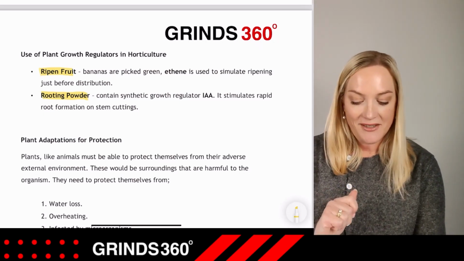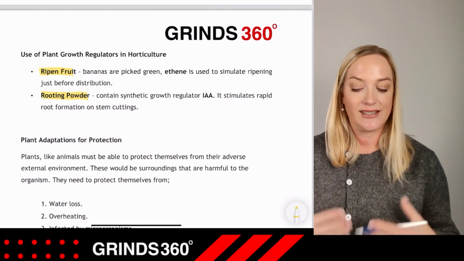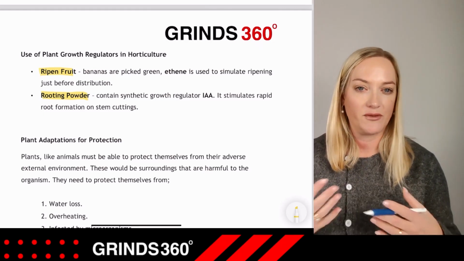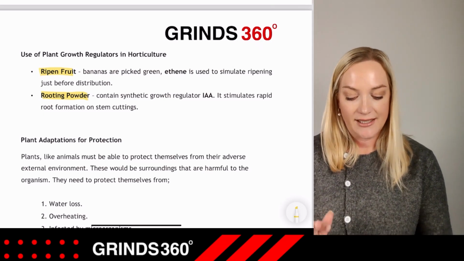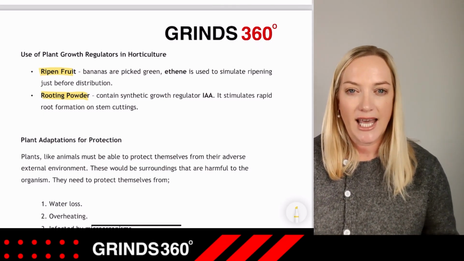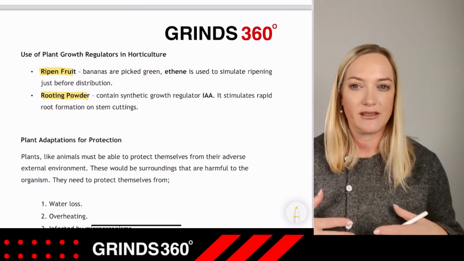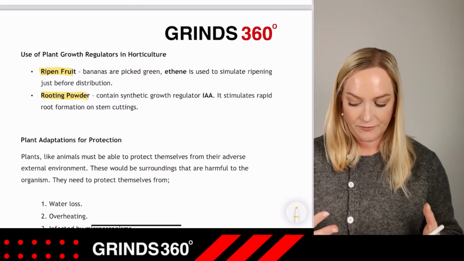Ripening fruit: bananas are picked green. Ethene is used to stimulate the ripening just before they're going to be sold for distribution. Rooting powder contains a synthetic growth regulator, IAA, so it'll stimulate rapid root formation upon cutting.